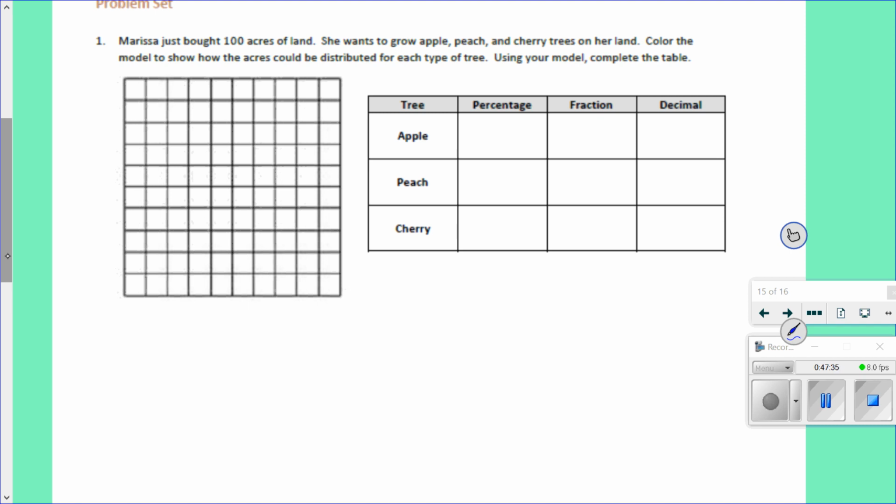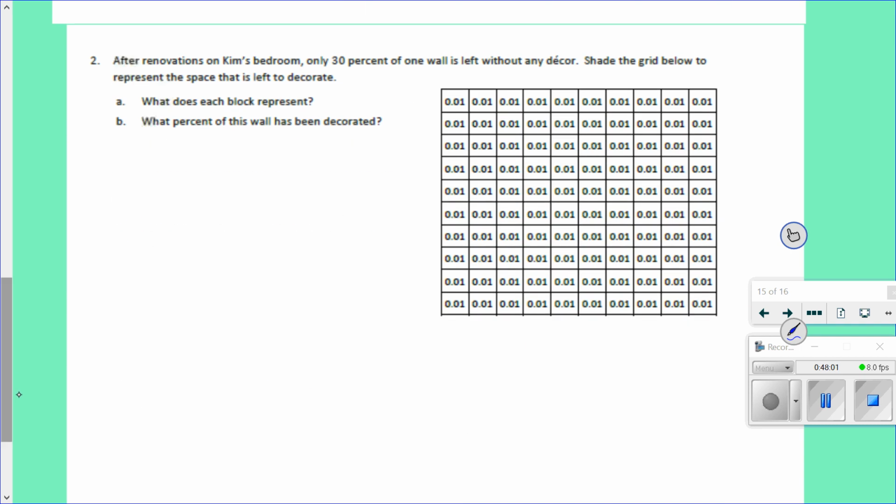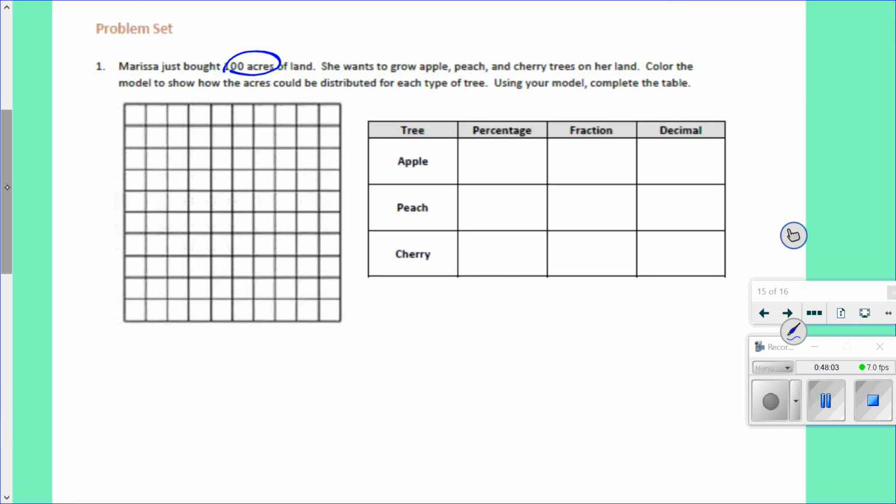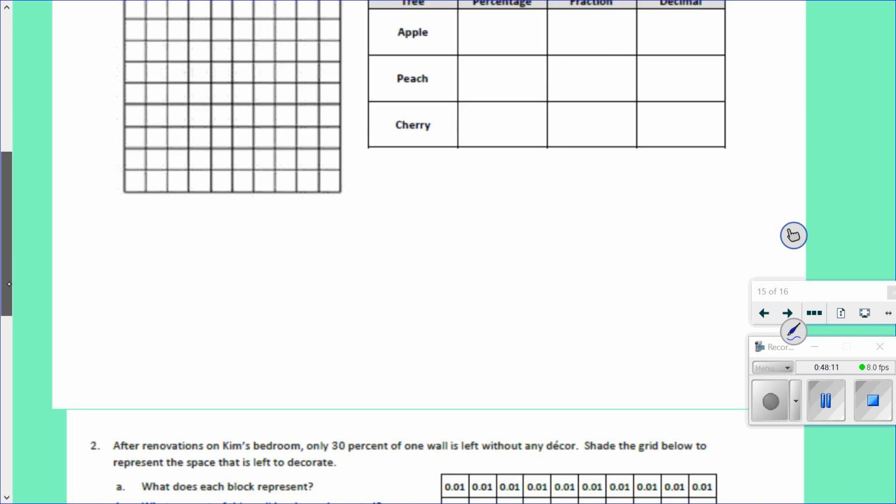Okay, Marissa just bought 100 acres. I want to grow apple, peach, and cherry trees. Color model to show how it could be distributed. Do they have to be equal? No. So, a little Miss Warhit, do rows of 10. Just divide them into 3. Don't try to do it evenly because you get nasty numbers. Okay? So, you get to choose. Do it easy for yourself. Number 2, I will add, though, they did make you do all 3. Don't forget to do a key. Put a key in there so we know how you've divided those up.